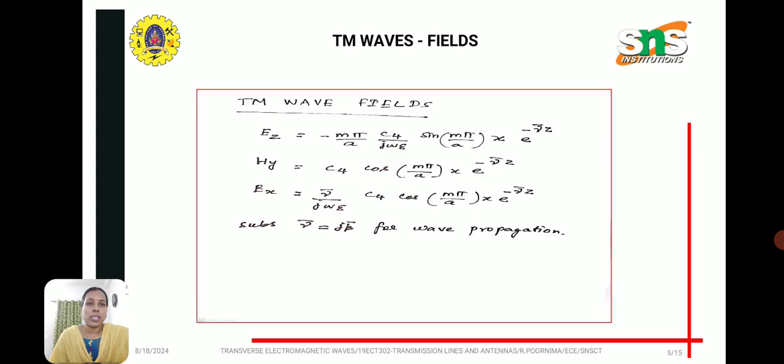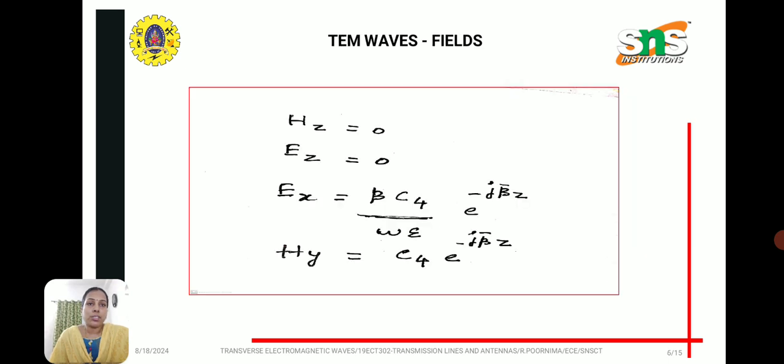For the TM wave, the fields are given by Ez, Hy and Ex, where the Hz component is not available. Here gamma is the propagation constant, which can be substituted as j beta in this equation. Hz equal to 0 for TEM waves and Ez is also 0. The other components are Ex and Hy, given by beta C4 divided by omega epsilon. Here beta is the phase shift constant, omega is the angular frequency, epsilon is the permittivity, and z is the direction of wave propagation.